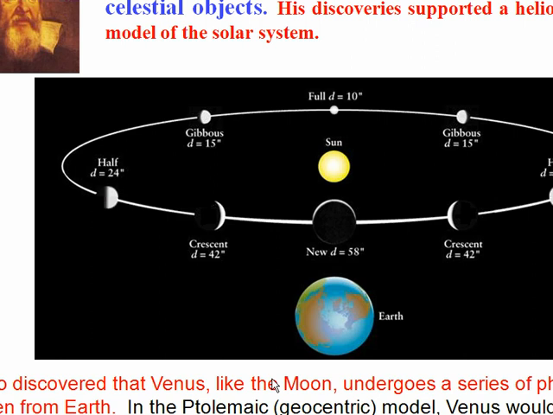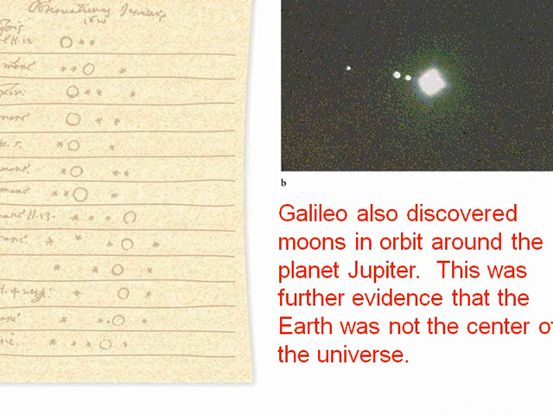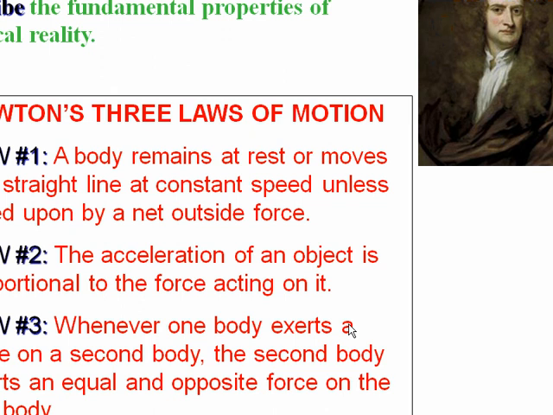Galileo was the first to use the telescope to examine celestial objects. His discoveries supported a heliocentric model of the solar system. Okay. Galileo discovered that Venus, like the moon, undergoes a series of phases as seen from Earth. And Galileo also discovered the moons in orbit around the planet Jupiter. This was further evidence that the Earth was not the center of the universe. Okay. So that made a whole big change in the history of math and science.